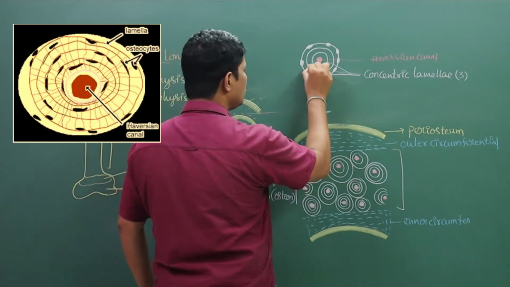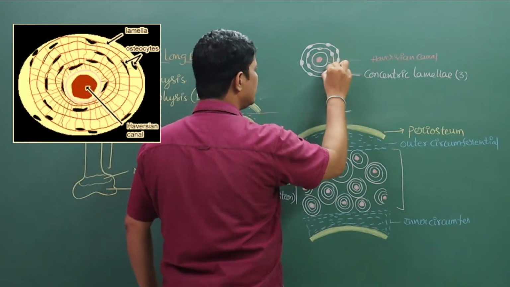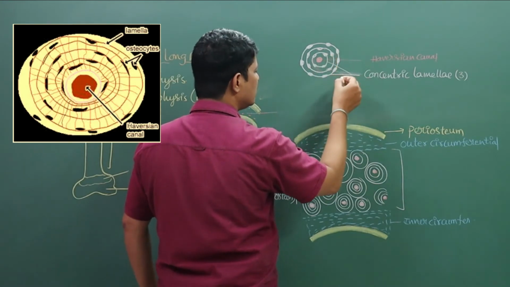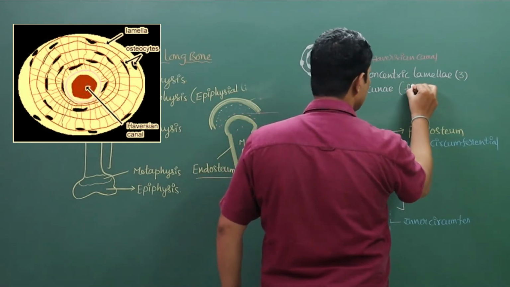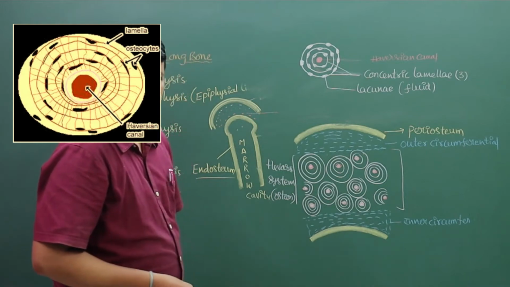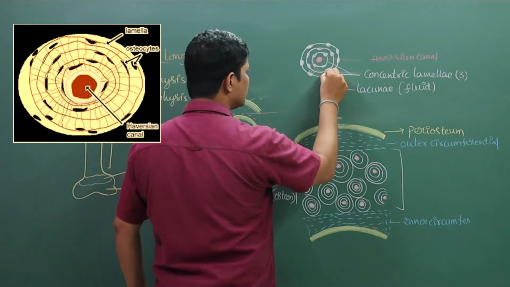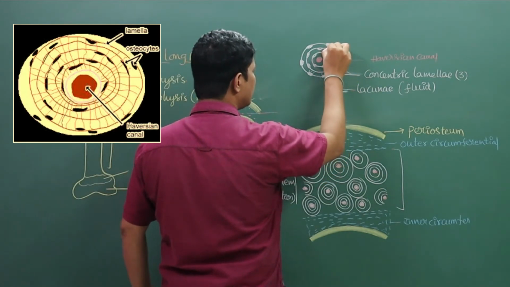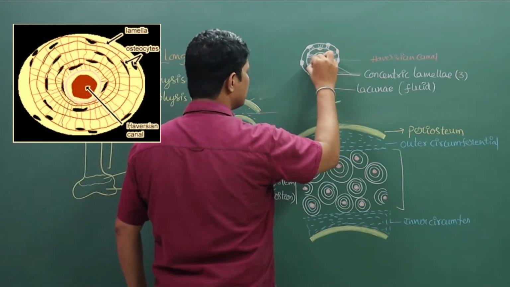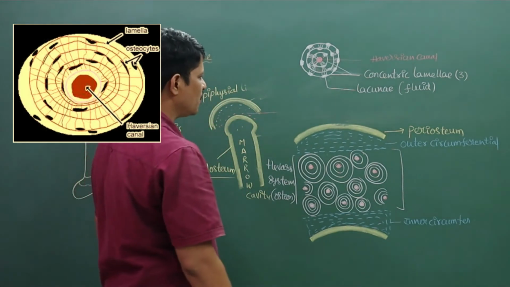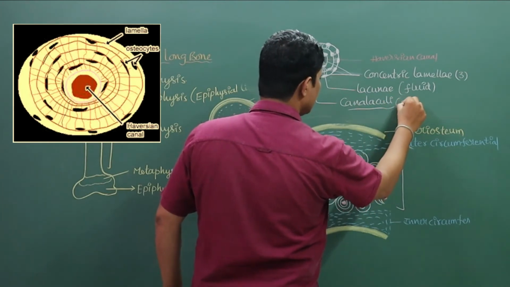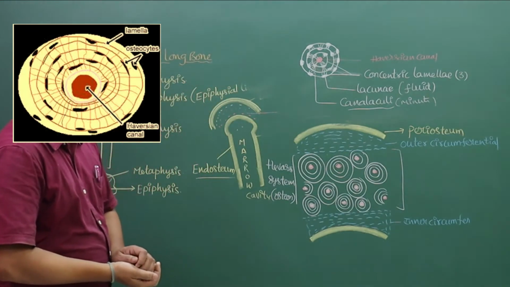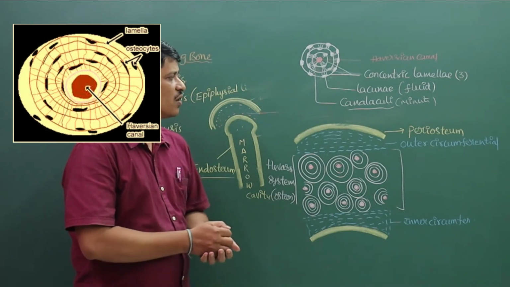In this concentric lamellae, fluid-filled spaces are present. These are known as lacunae. Lacunae means the fluid-filled spaces. From the lacunae, minute pores are released. These minute pores connect one concentric lamella with another concentric lamella, which makes this Haversian system rigid or stronger. Sometimes these Haversian canals also connect with these minute pores. These are known as canaliculi. So the minute pores of the bone that connect one concentric lamella with another are called canaliculi.